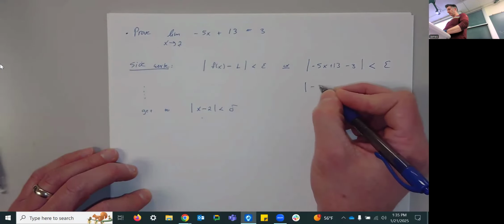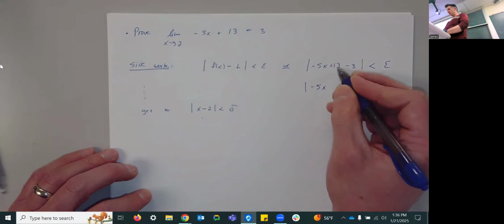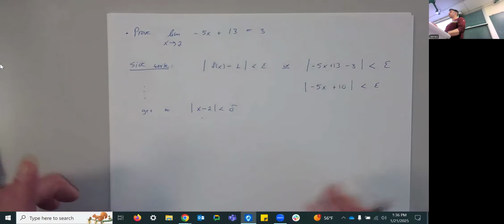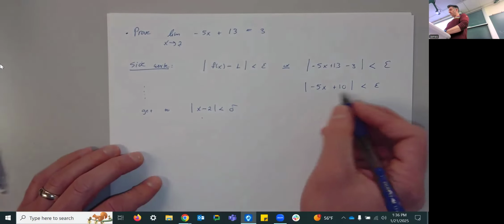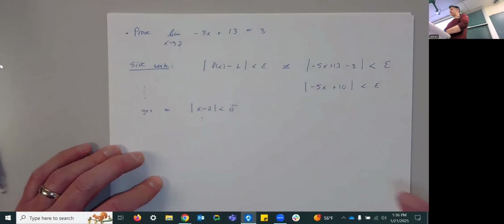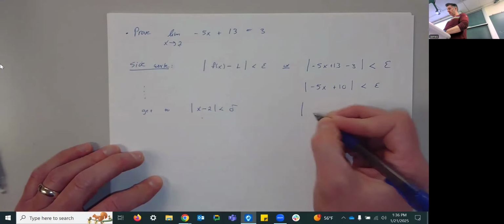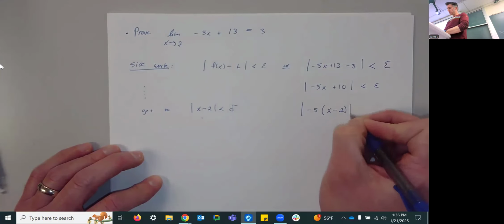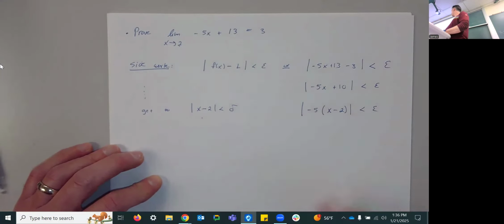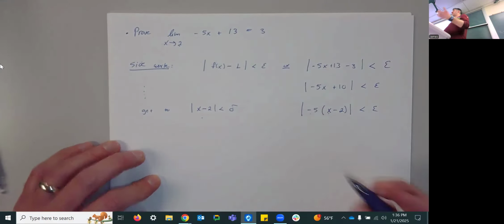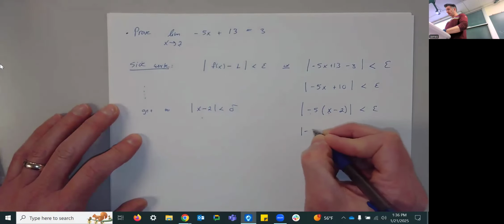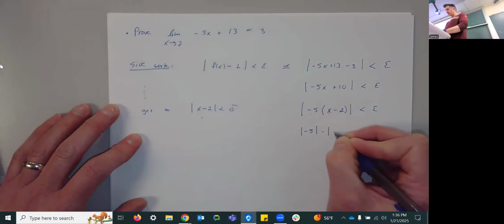Simplify, I have the absolute value of negative 5x, 13 minus 3 is plus 10, less than epsilon. So now here's how this one's slightly different. I'm going to factor out the negative 5, but still inside the absolute value. So it's going to be the absolute value of negative 5 times x minus 2. And now the absolute value of negative 5 times x minus 2, well, whatever it is, it should be positive. Well, that's going to be the same as the absolute value of negative 5 times the absolute value of x minus 2.